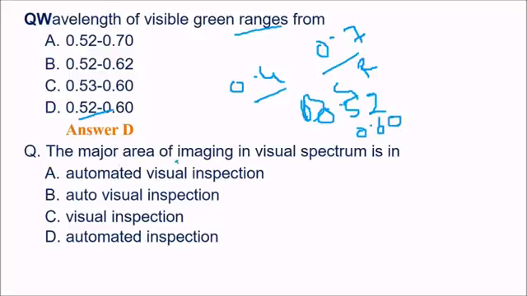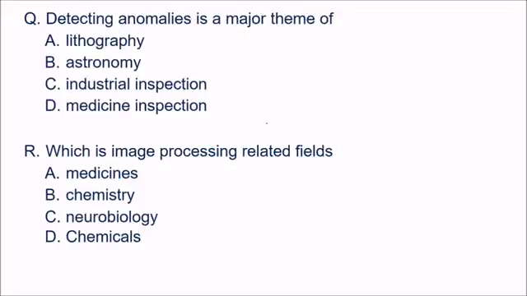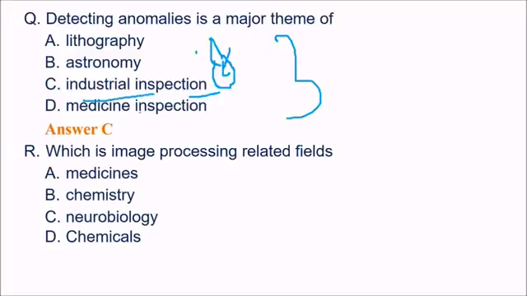Now the major area of imaging in the visual spectrum is what? The answer is A, automated visual inspection. Next is, detecting anomalies is a major theme of industrial inspection. Say you have manufactured some bottles. Now there are thousands of bottles you are making, and you want to find which bottle is correct or not. So you use this anomaly detection in industrial inspection.